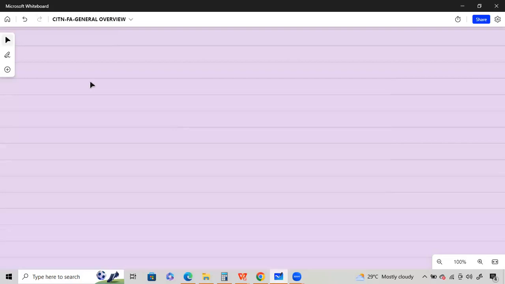Every transaction is divided into a twofold. Meaning that we have a debit and we also have a credit as well. There's a debit and there's a credit.